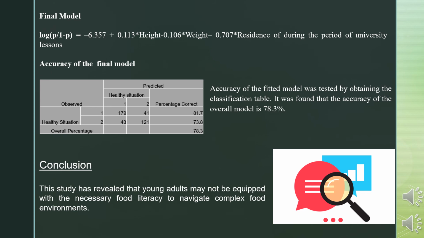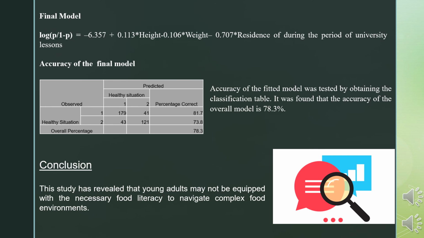Model. The variables that affect the healthy situation are height, weight, and the residence during the period of university lessons. Accuracy of the final model. The accuracy of the fitted model was tested by obtaining the classification table. It was found that the accuracy of the overall model is 78.3%. The classification table has a high misclassification error. To reduce that misclassification error, use data science techniques for this research study.